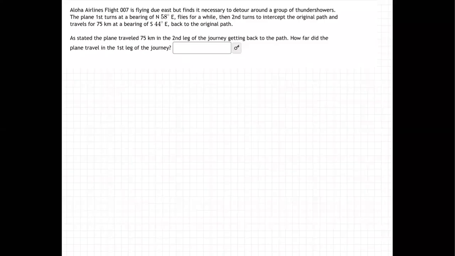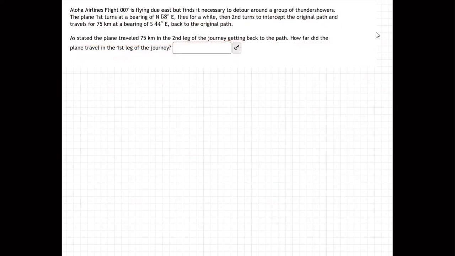Okay, this question says Aloha Airlines Flight 007 is flying due east, but finds it necessary to detour around a group of thunder showers. The plane first turns at a bearing of north 58 east, flies for a while, then turns a second time to intercept the original path, traveling 75 kilometers south 42 east back to the original path. As stated, the plane traveled 75 in the second leg of the journey. How far did it go in the first leg?